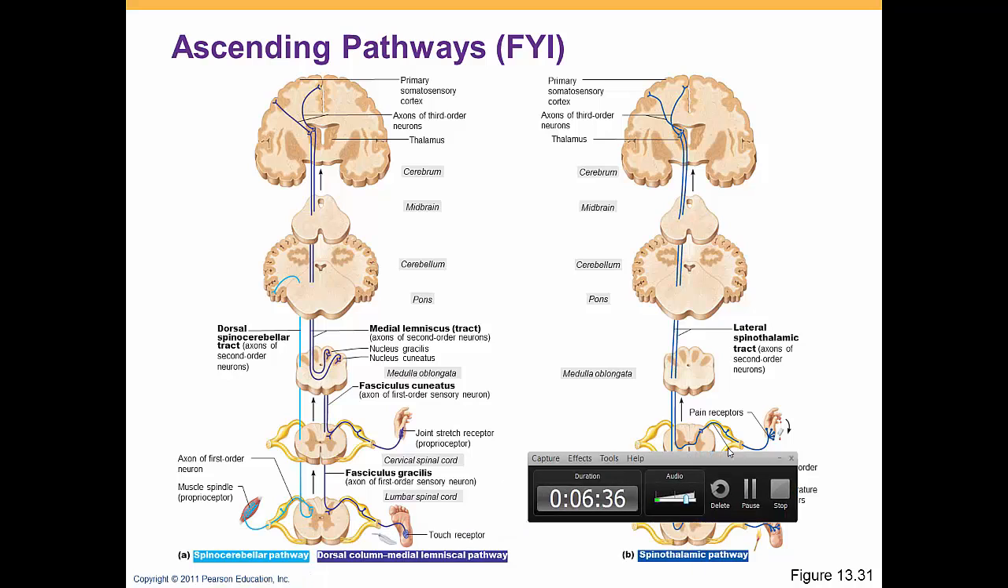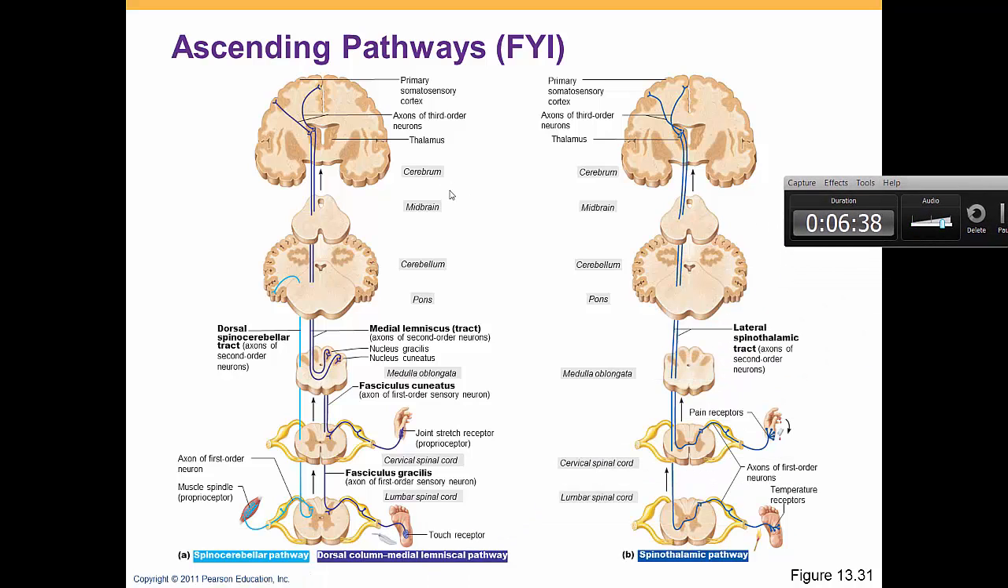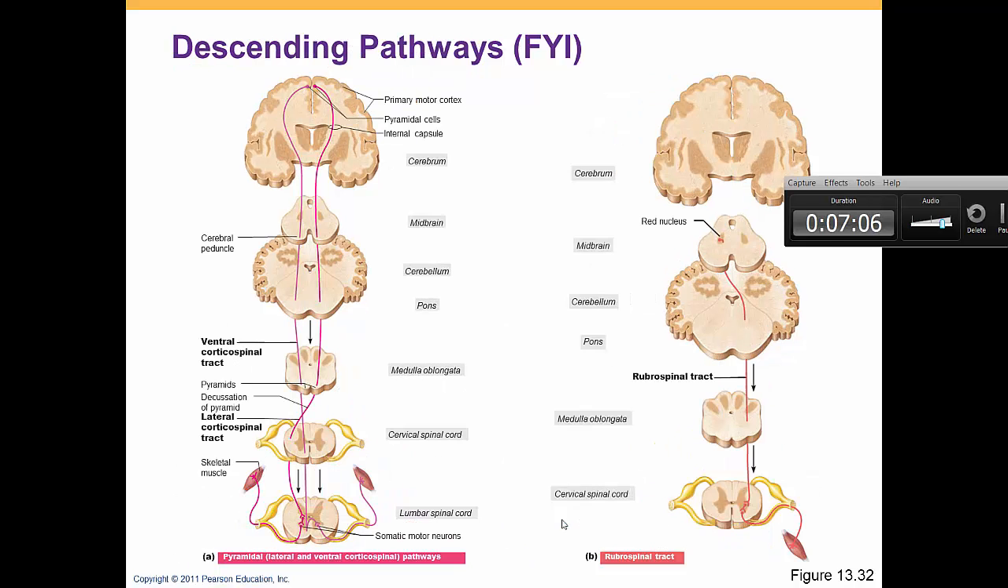Here is a better illustration of my ascending tracks. So these ones, they start at a sensory receptor here. Let's say you step on something sharp, so you feel the pain. This sensory innervation will travel all the way to the brain, so you can feel the pain, and you become conscious of this accident.